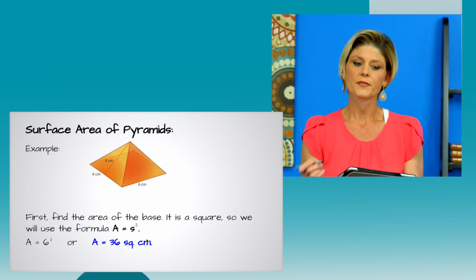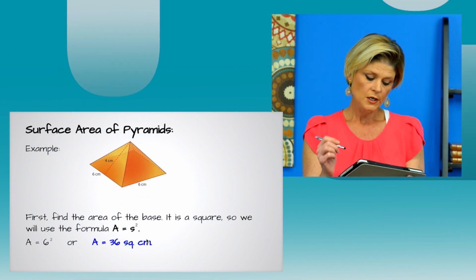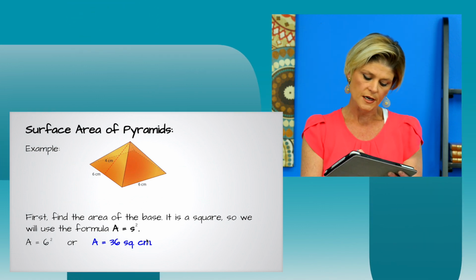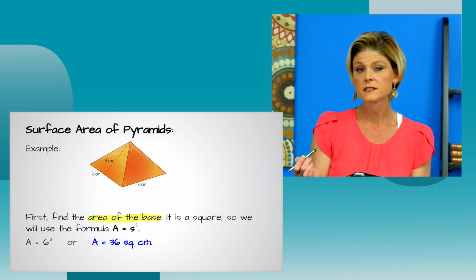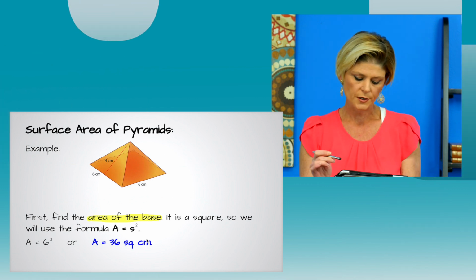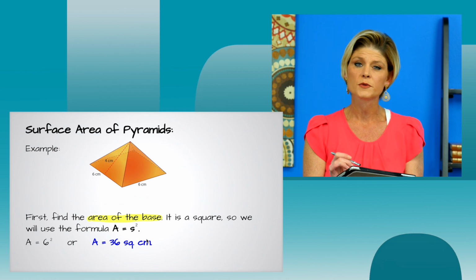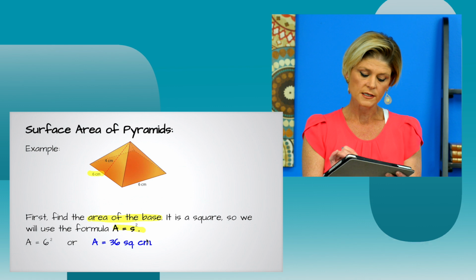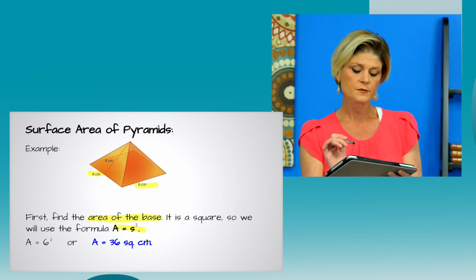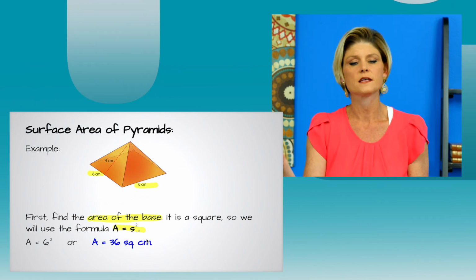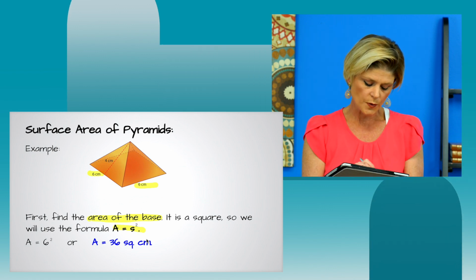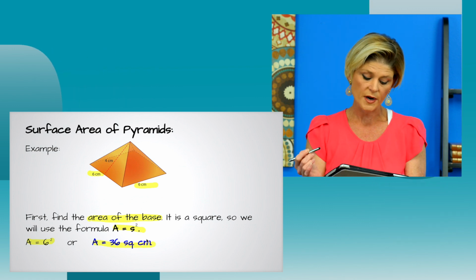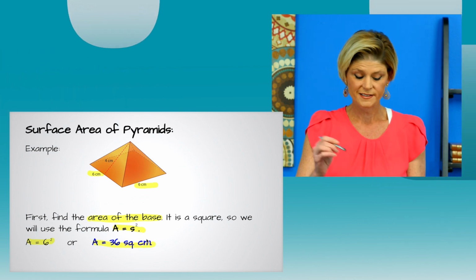So let's talk about the surface area of pyramids. So here's the example. What we want to do is find the area of the base. Now the base is a square. You can see pretty clearly here. And so what we're going to use is the formula area equals side squared. So we have one side 6 centimeters, the other side 6 centimeters. We can assume that all four sides then are 6 centimeters. And what we're going to do is just square it. So the area is going to be 6 squared, or 6 times 6, 36.